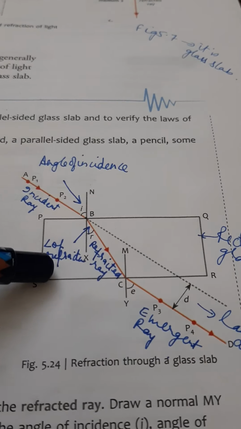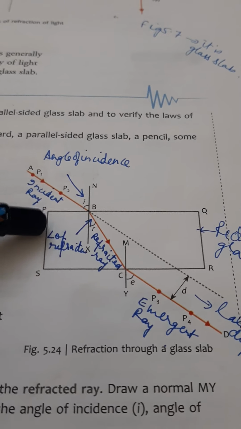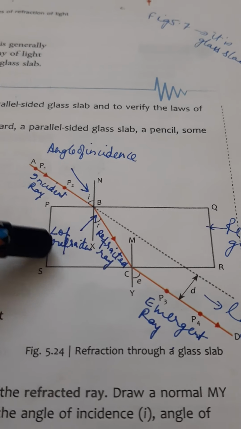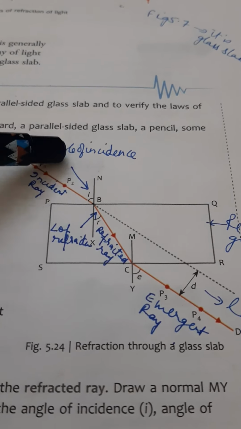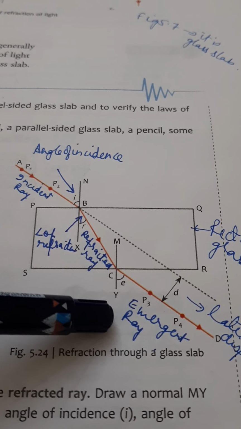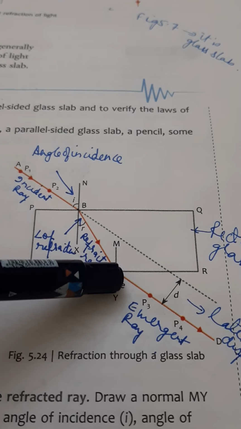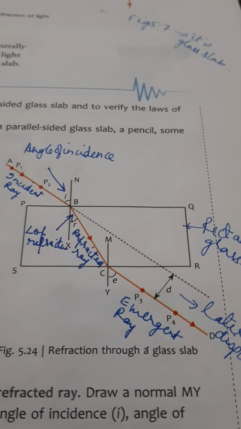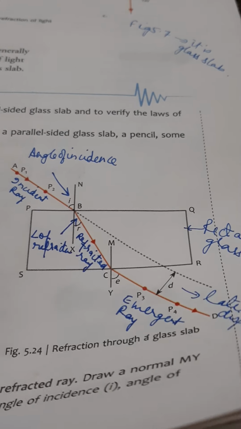So you may be asked to draw the diagram, and in the diagram you can show all the rays and the angles, as I have done. This angle, small e, is called the angle of emergence. So this is the refraction of light through a glass slab.